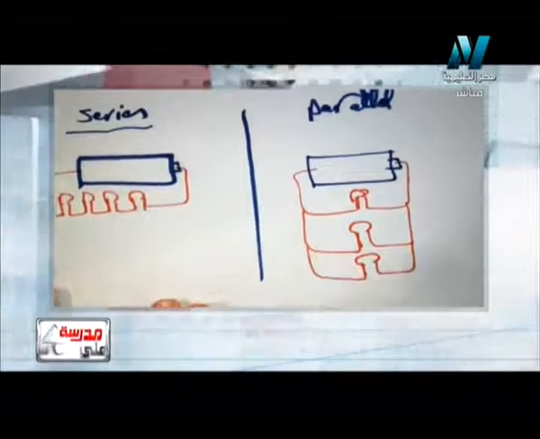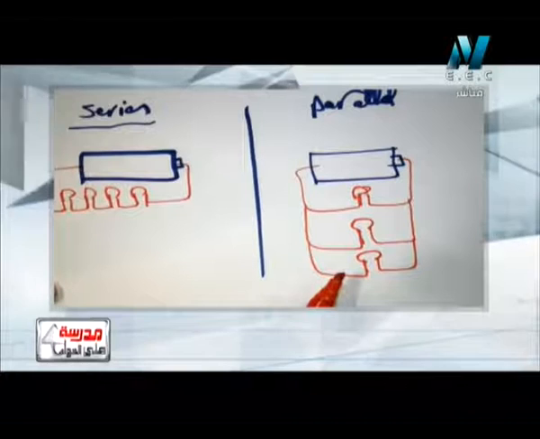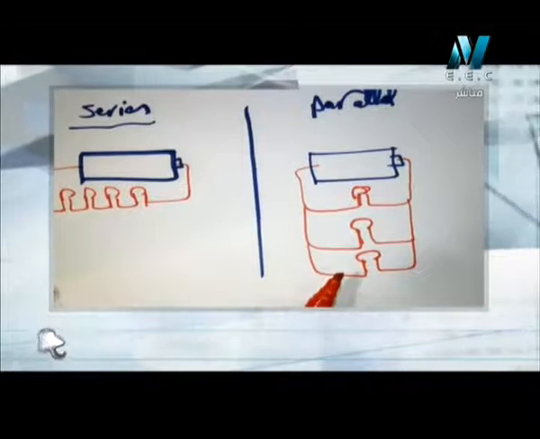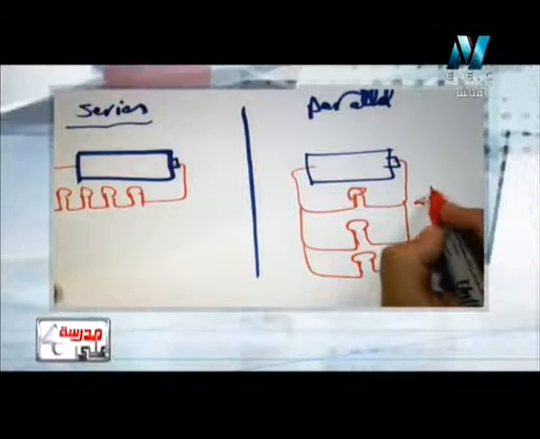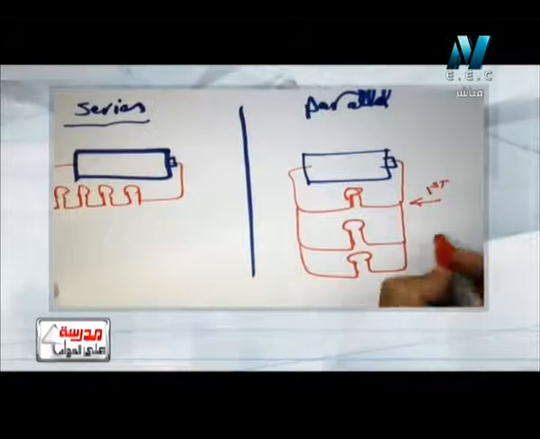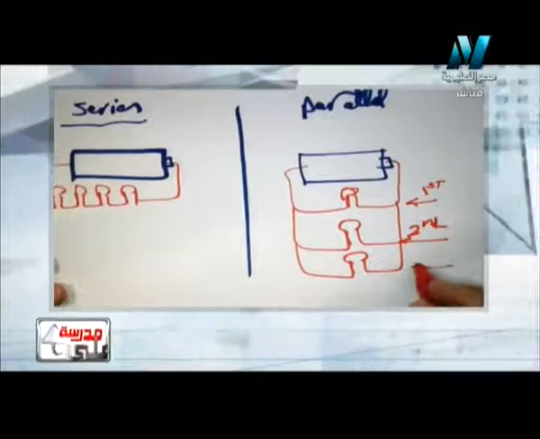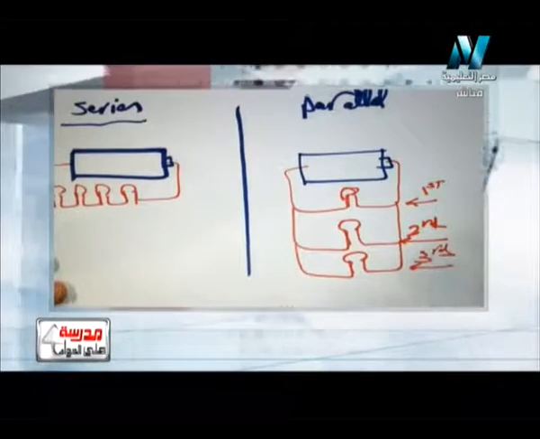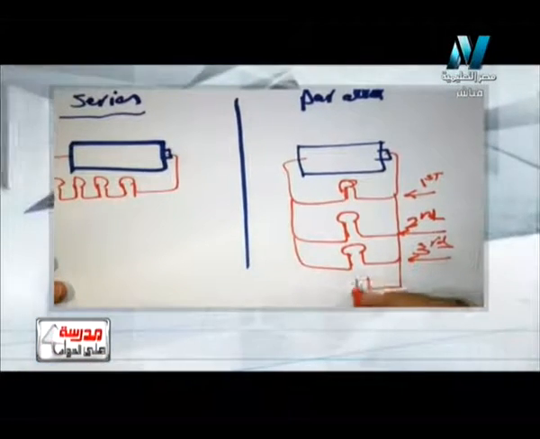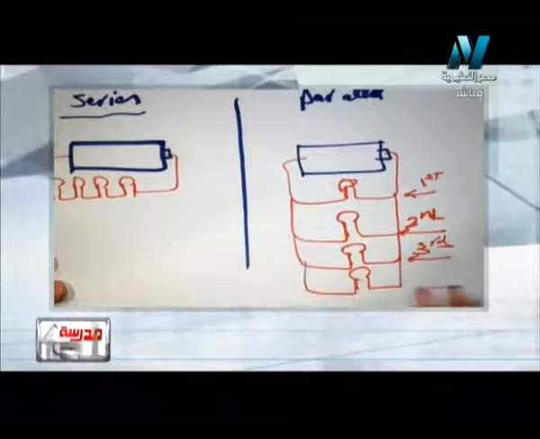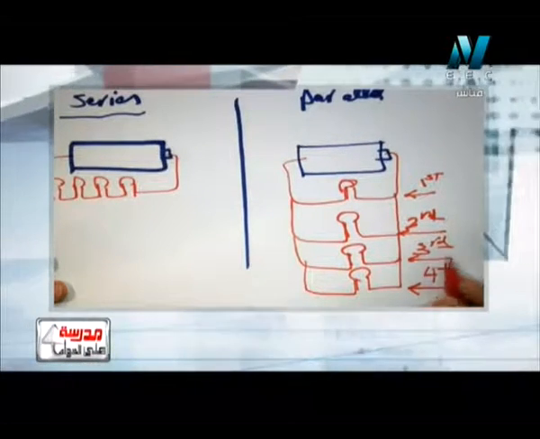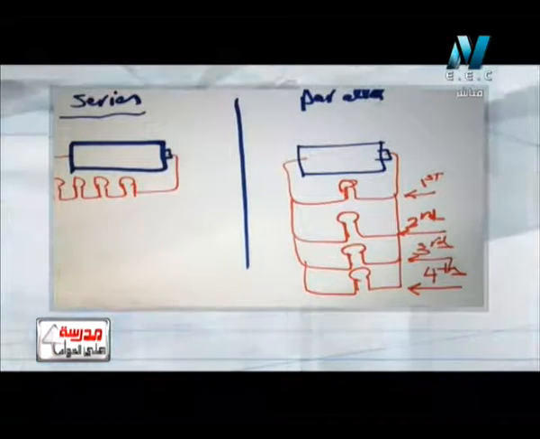What happened here, or what do you notice? Here I have many routes. أنا عندي هنا أكتر من طريق للتيار الكهربي. There is the first route for the first lamp. There is the second route for the second lamp. There is the third route for the third lamp, and also I have the fourth route for the fourth lamp. So here each lamp has its own route. كل لمبة ليها طريق خاص بيها.